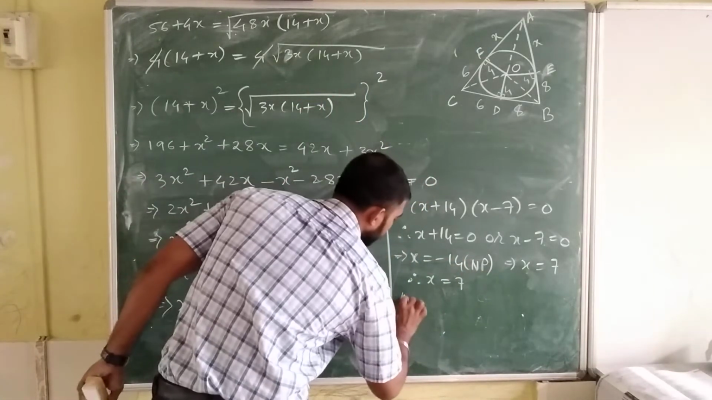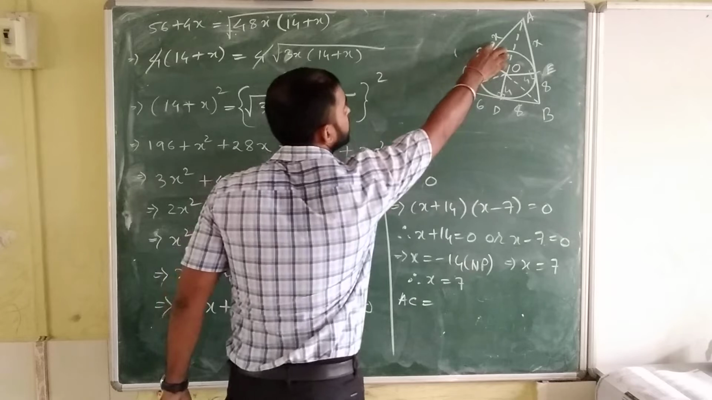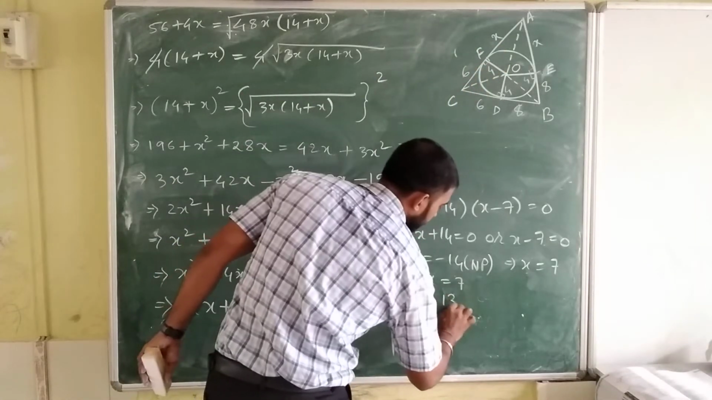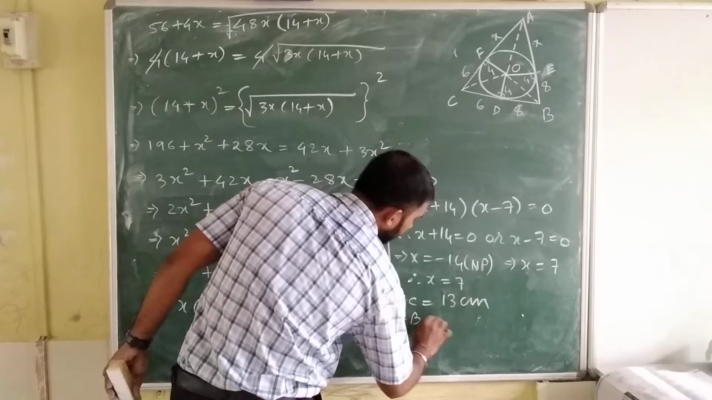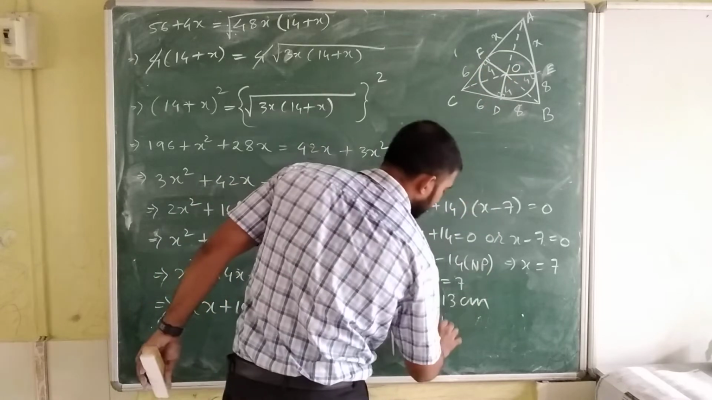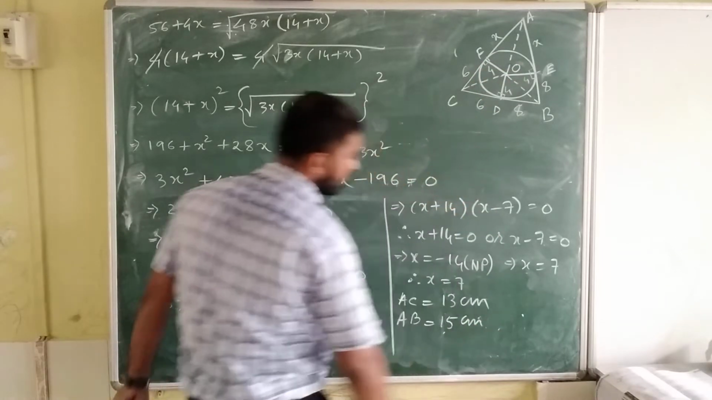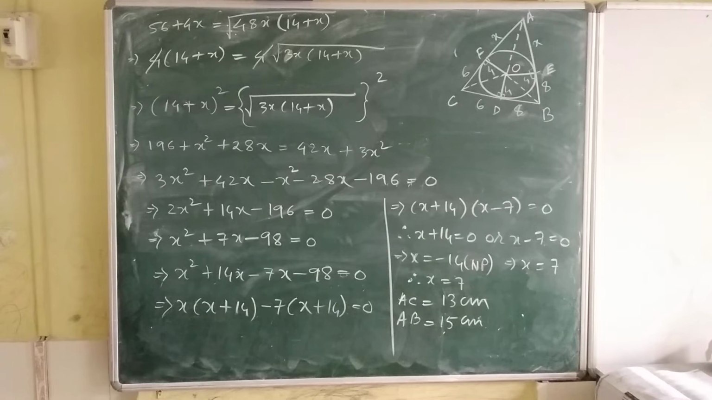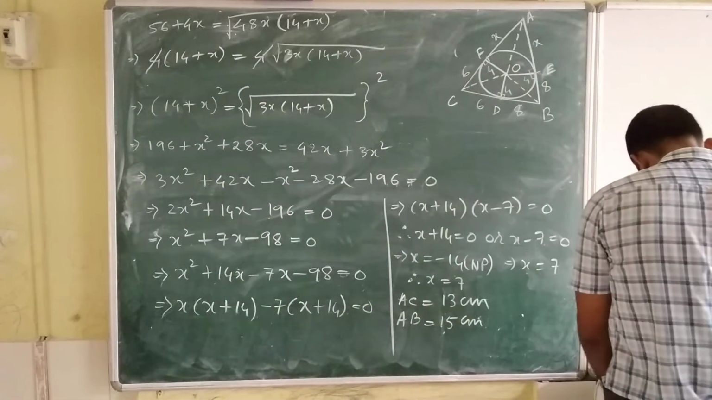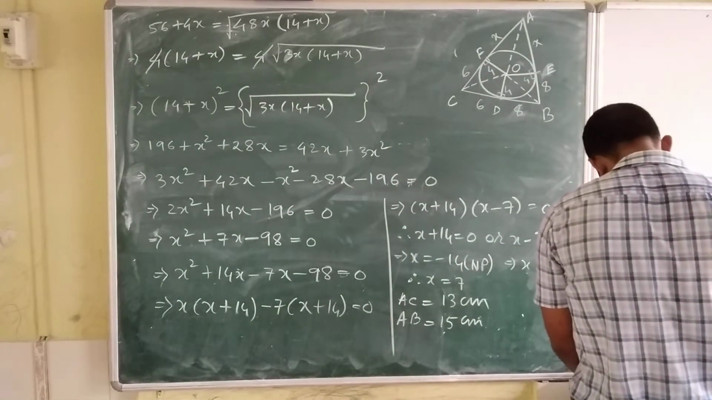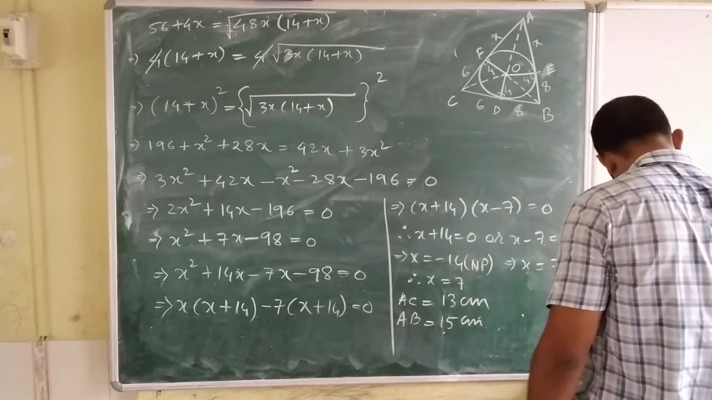Therefore AC = x + 6, which means 13 centimeter, and then AB = 7 + 8, 15 centimeter. Yes, so this is the solution. Let's check the answer, right or wrong. Yes, correct.